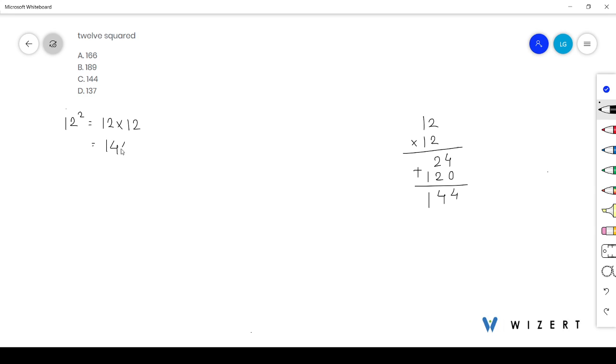So 12 squared is 144. Hence 12 squared is 144. That is, our answer is 144. From available options, we have option C as 144.